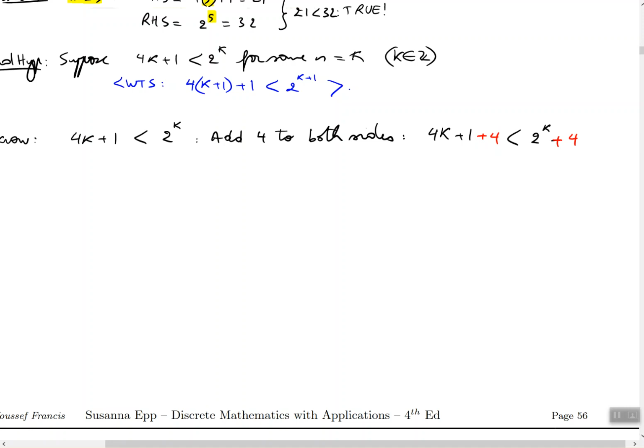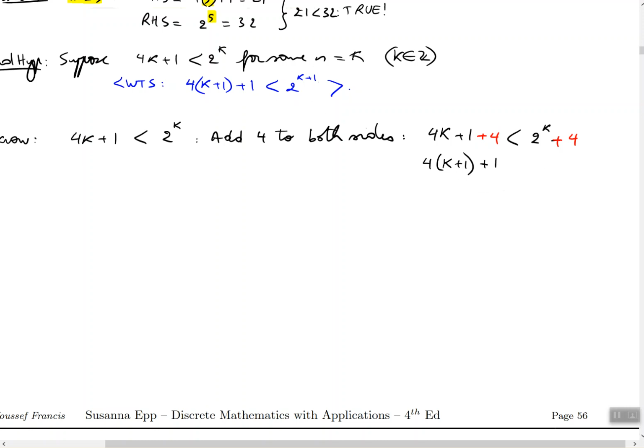So why am I doing this? I'm doing this because now this left-hand side is going to match my want to show statement. It's going to be the same thing as 4 times k plus 1 plus the extra 1. So I factored the 4 from the beginning, from the end, and I leave the 1 out of this. So this is now matching with my want to show statement, but the second side is kind of off. It's supposed to say 2 to the k plus 1. It says 2 to the k plus 4 instead.